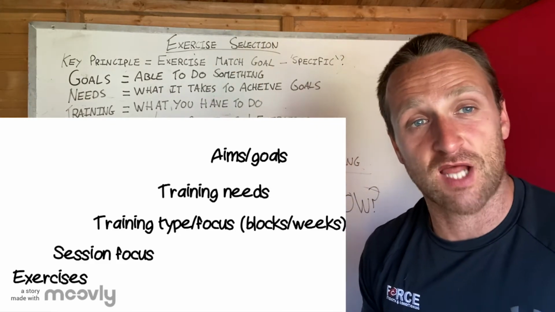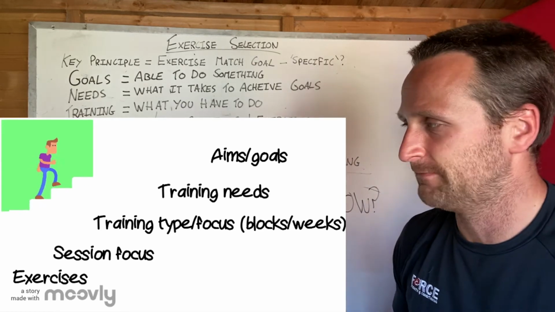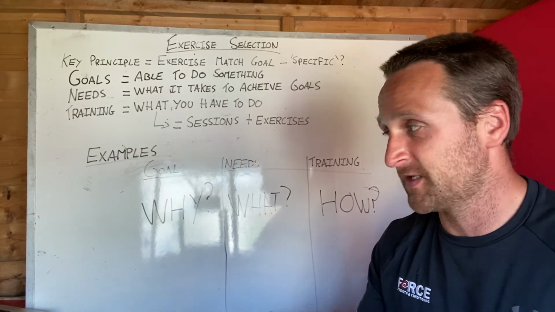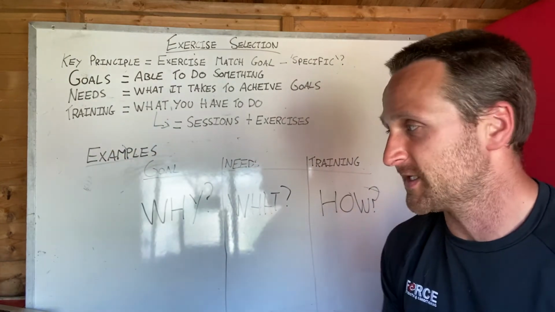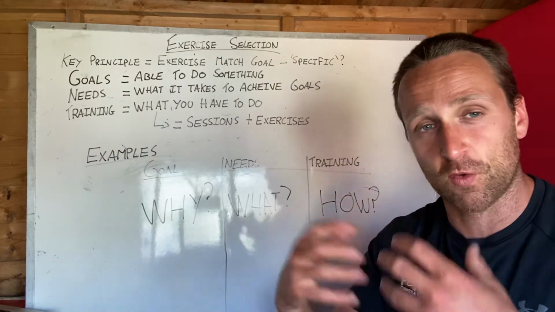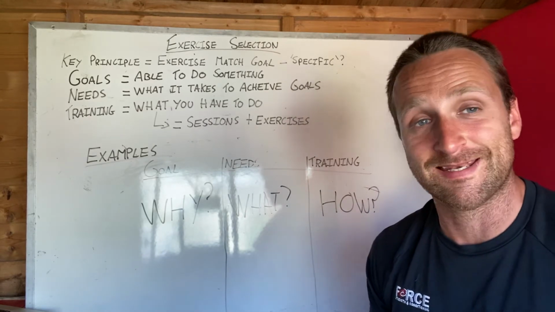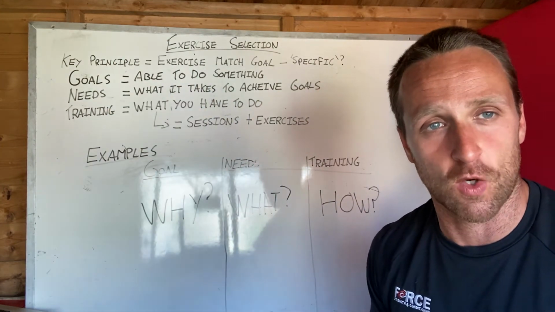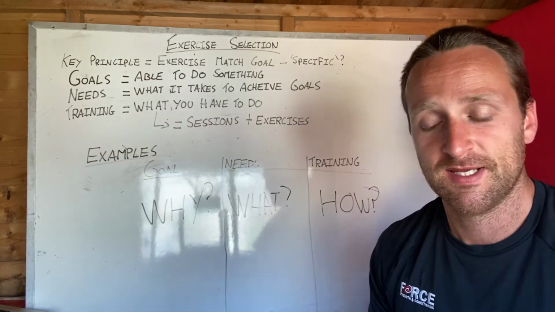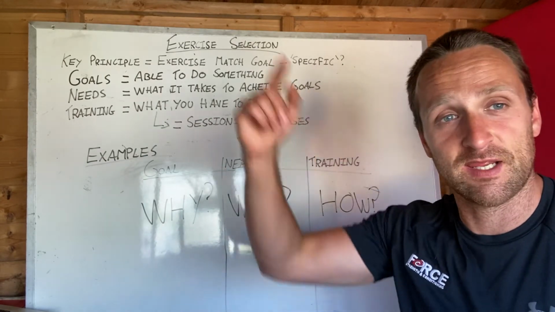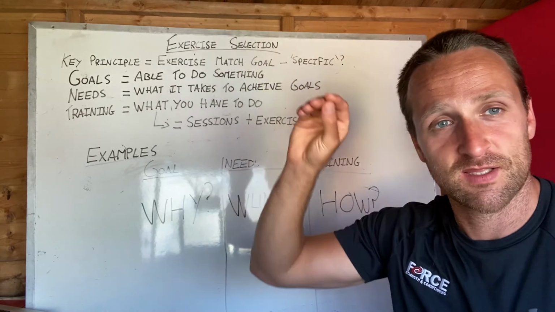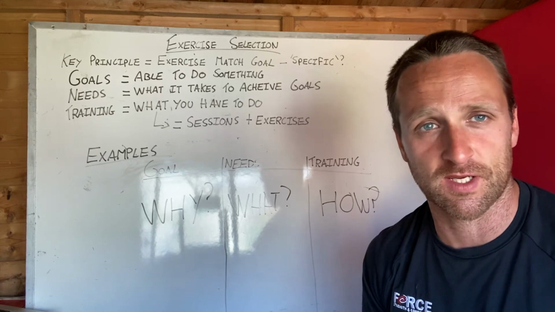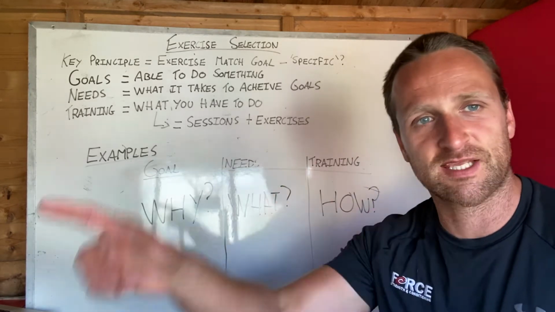Basically you start at the bottom with your exercises. Those exercises build to your session focus. That session focus fits underneath the training type or the overall block focus. That block focus then falls under the overarching training needs, and then those training needs are basically what make up the steps that will achieve your goals. So you can see that in reverse order to how I mentioned it at the start, but basically you have to break down the aims, the needs, the training type, the session to eventually get the exercises you're going to use. A little bit fluffy, a little bit confusing. I'll give you some examples in the next clip.